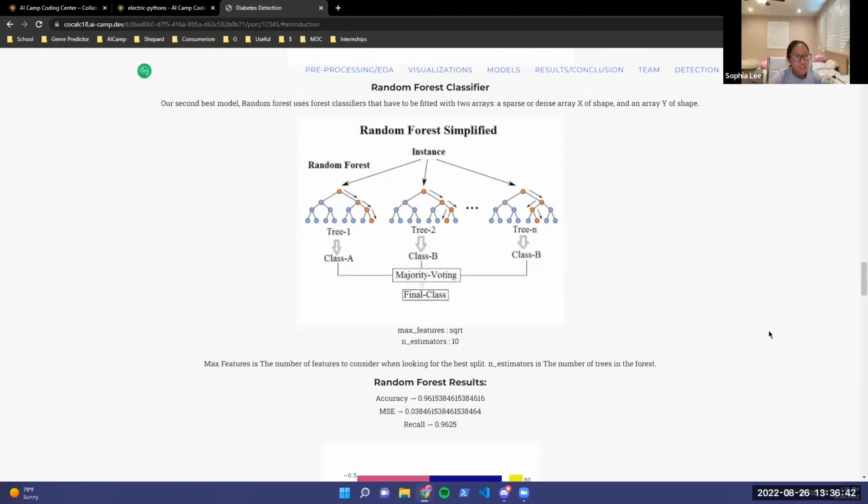Random forest is our second best model. Random forest uses forest classifiers that have to be fitted with 2 arrays, a sparse or dense array X of shape and array Y of shape.